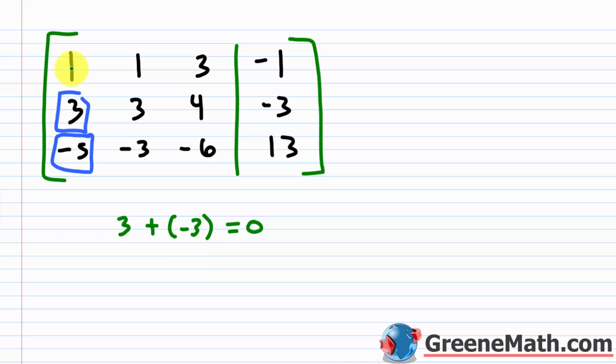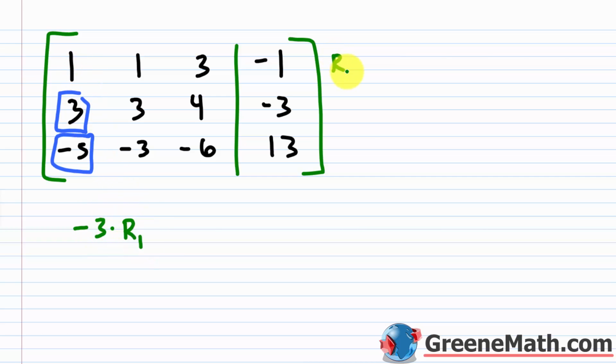And it's convenient to have a 1 there because 1 times anything is itself. So if I multiply this by -3, I get -3. And then if I add -3 to 3, this is going to be 0. I don't care about any of this stuff over here. I'm only worried about getting a 0 here. So I'm going to multiply the additive inverse of 3, which is -3, times this top row, or row 1.